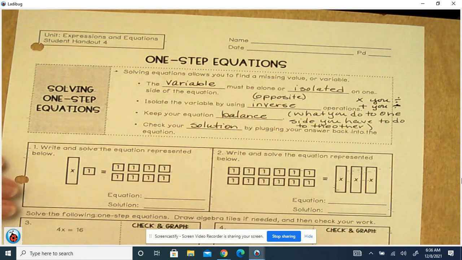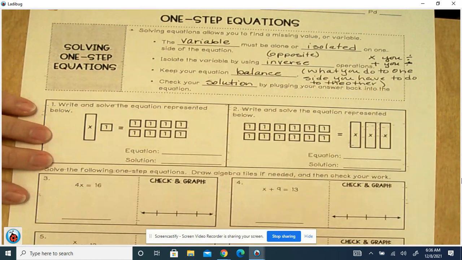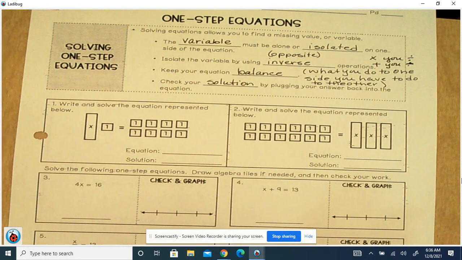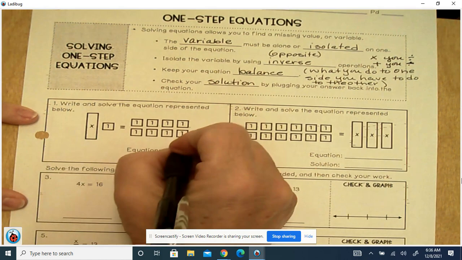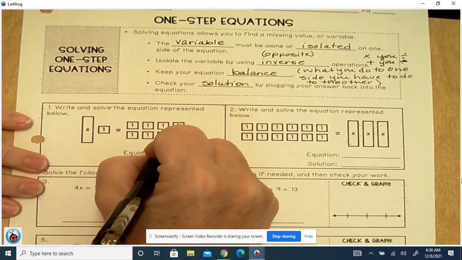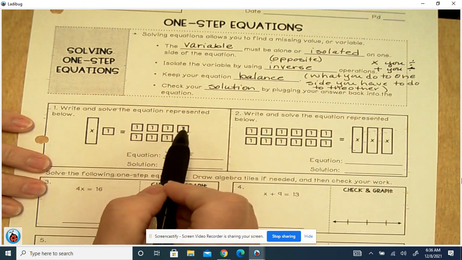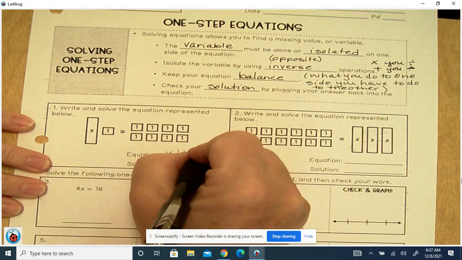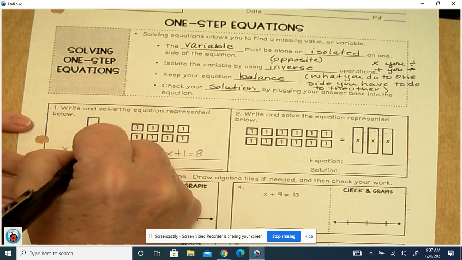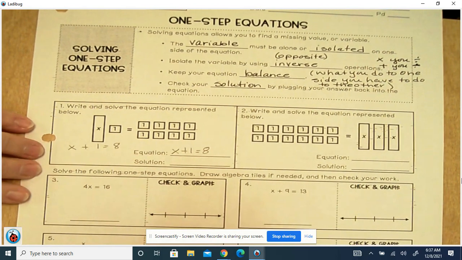All right, this first one, they've used algebra tiles to represent those. And right here we have 1x plus 1. So for the equation, we've got x plus 1 equals 1, 2, 3, 4, 5, 6, 7, 8, so 8. All right, I'm going to write this over here so we can solve it. So there's the equation, and we do the inverse operation.